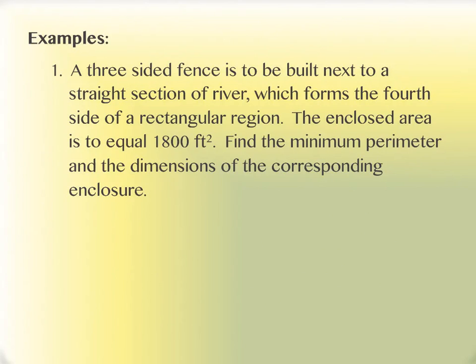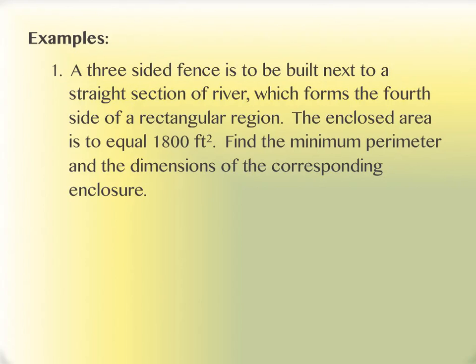It says a 3-sided fence is to be built next to a straight section of river. Now, if you don't like the river, we can pretend like it's being built next to a barn, so it's actually enclosed in something, which I kind of like a little bit better. I'm not sure why you would build a fence beside a river. But that said, maybe it's a garden. I don't know. But still, that doesn't make sense to me. Why would you even need a garden fence? But okay, so we got a fence next to a river.